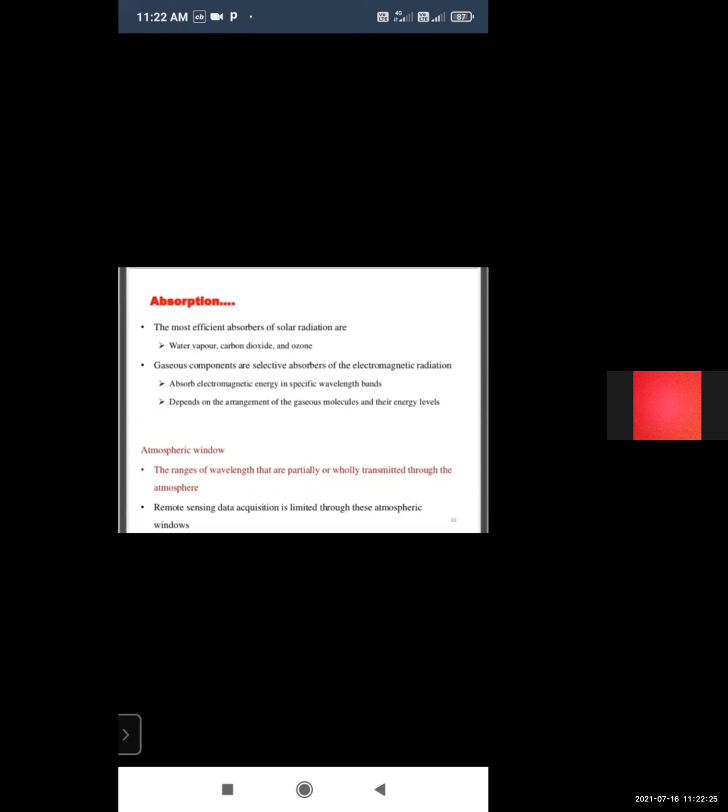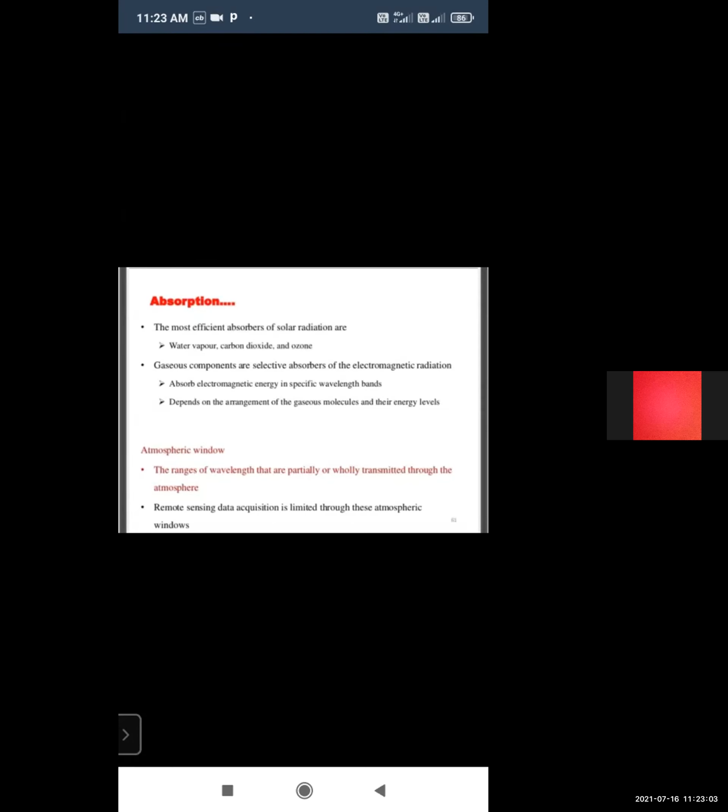So the absorption and scattering process is clear to everyone. Absorption and scattering. Scattering is of two types, selective or non-selective. Selective scattering is also of two types, Rayleigh and Mie scattering. And what is non-selective scattering? If the particles present in the atmosphere are very large compared to the wavelength of electromagnetic radiation, in that condition non-selective scattering occurs.